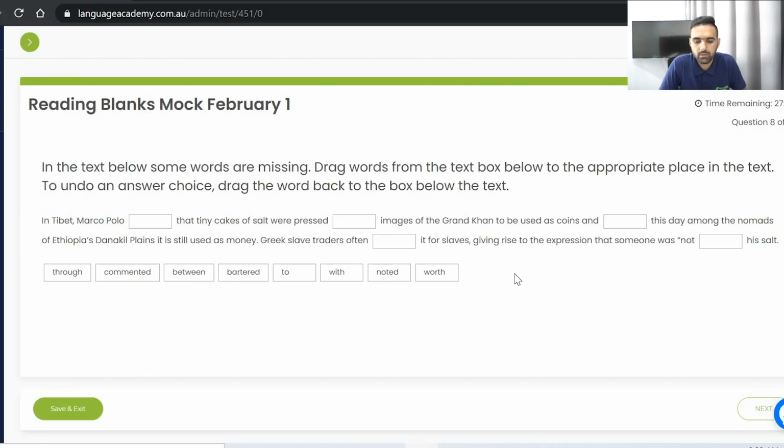Let's solve the ones which I'm sure about. Images of Grand Khan to be used as coins and dash. What will be used along with coin?